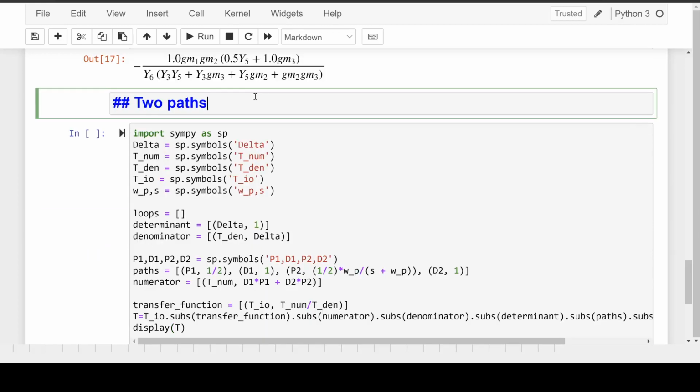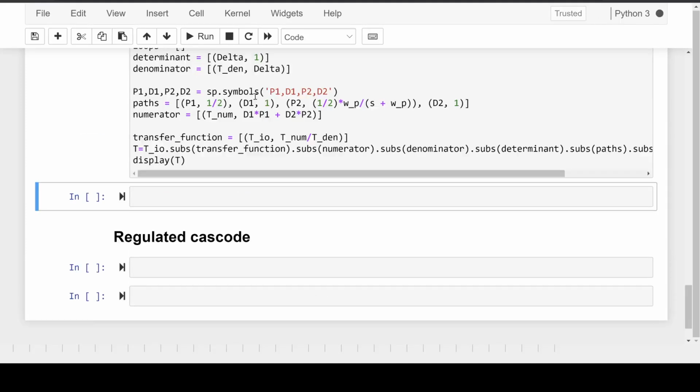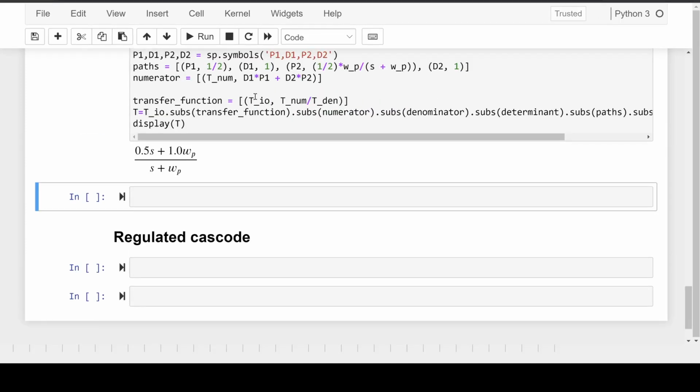So if you have those two paths, what you now see, if you solve it, is that you will still have the pole frequency, omega p, but you will also get the transmission zero, which is at twice that frequency.